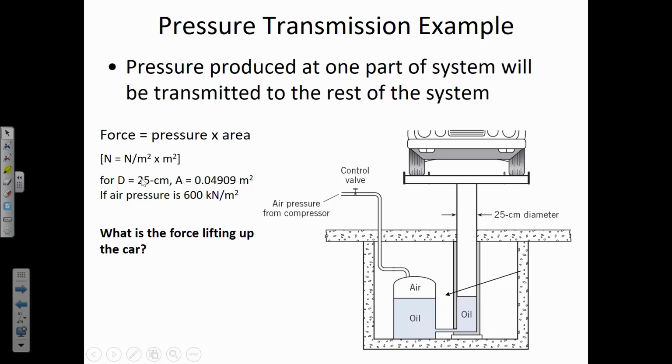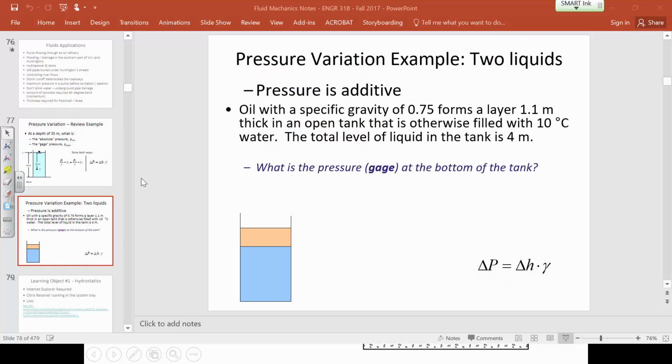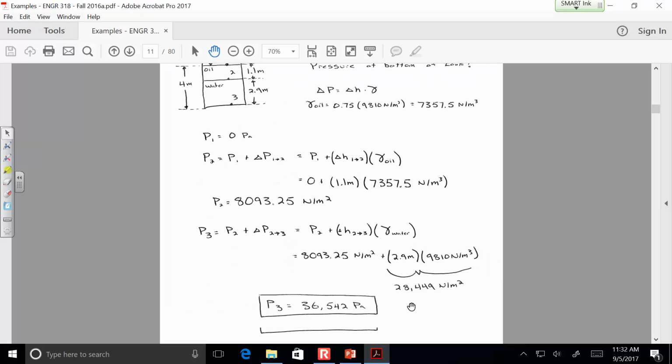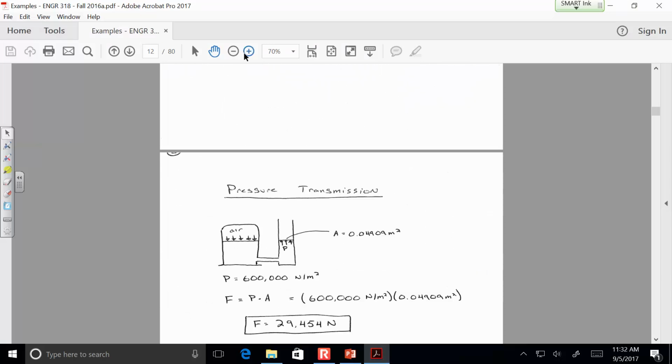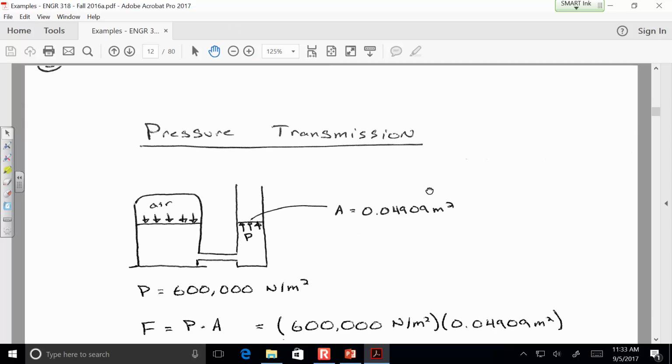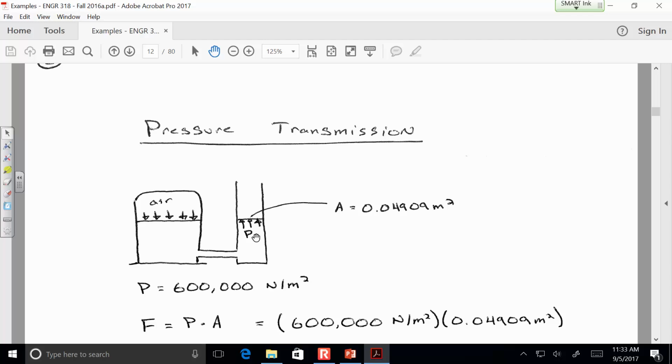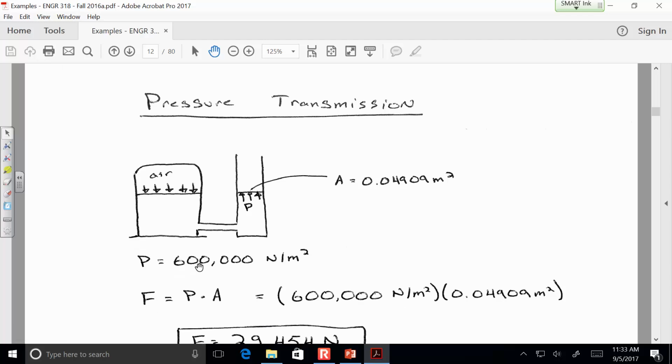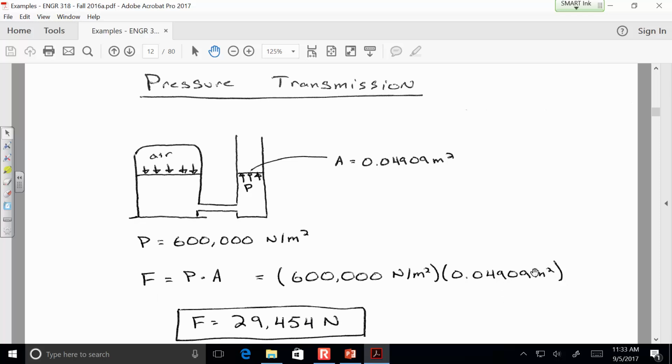Anybody willing to tell us how many newtons we've got? 29.5 kilonewtons. That's right. Exactly. So let me show you the solution. Now, I've got a little drawing here. It illustrates the main idea. The main idea is we've got air pressure pushing down, which results in the oil pushing up. We've got some face that it's acting over. And so the pressure is 600,000 newtons per meter squared. The area is 0.04909 meters squared. So here's our force. That's the magnitude of the force.